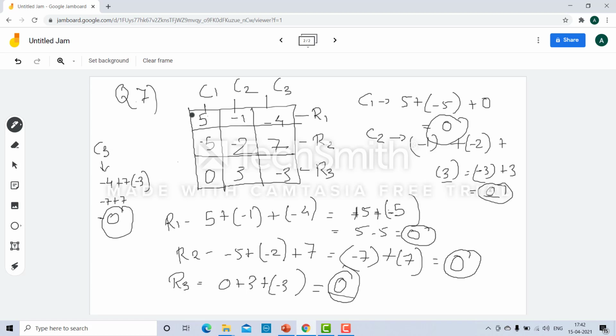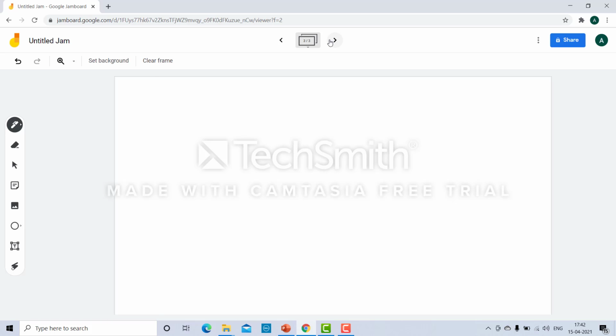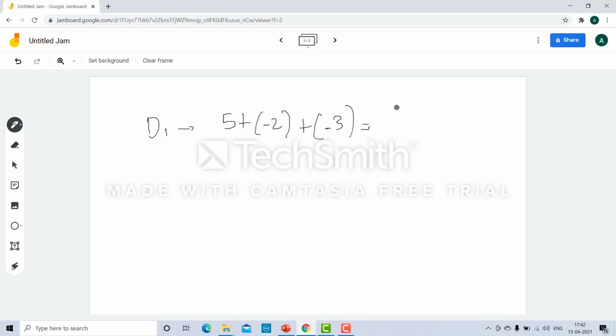Now children, we are left with the diagonals. Let us see what we get for the first diagonal. This is our diagonal number 1. For D1, we have +5 -2 plus -3. So it would be 5 plus -3, so it becomes 0 again.